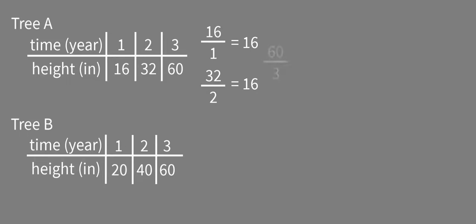But 60 inches to 3 years, that equals 20 inches in a year. So this is not proportional. This does not represent a linear relationship because in that third year it grew more than it did in the previous years. So now we'll look at tree B.